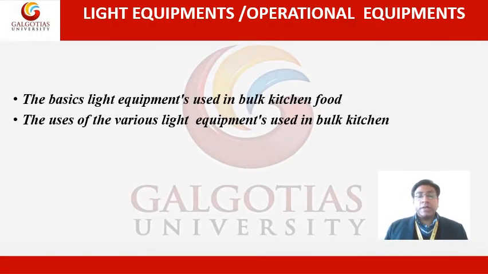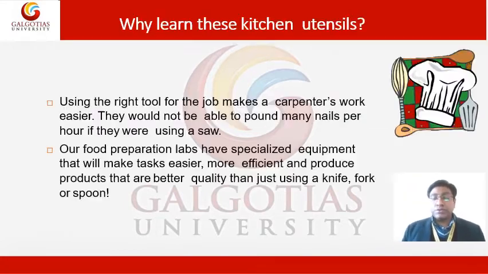So in this chapter, we are going to learn the basic light equipments used in bulk kitchen food preparation and what the uses of each light equipment are. Now, why learn the light equipments? The basic reason is that, as a skill-based program, we should be aware of what the equipments are and what their role is. To get a perfect dish or a perfect product, we need to use a particular utensil for a particular purpose. Then only will we come to the desired result.